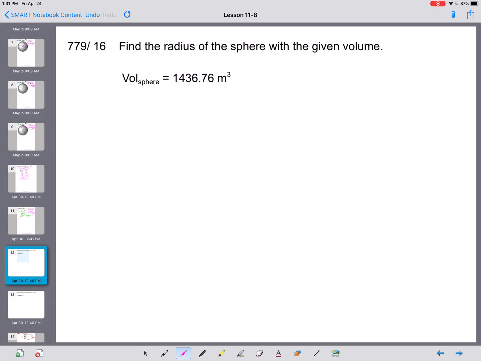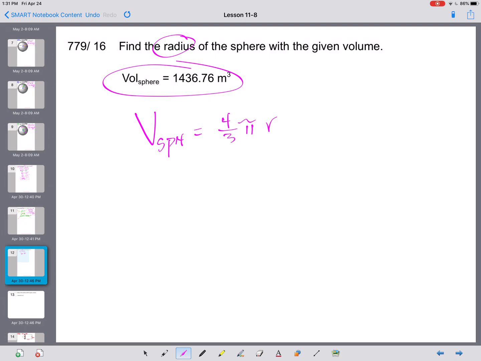Find the radius if the volume is given. Okay, find the radius if the volume of the sphere is given. Well, we're going to use our formula for volume of a sphere. There it is, 4/3 pi r cubed.